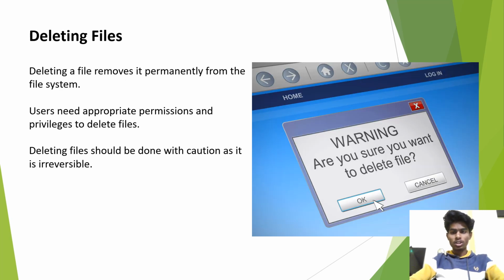Now we are discussing deleting files. Deleting a file removes it permanently from the file system. Users need appropriate permissions and privileges to delete files. Deleting files should be done with caution as it is irreversible. If we don't want a file, we can delete it, which means it is removed permanently from the laptop. Here we can see in the figure: are you sure you want to delete the file? OK or cancel. If we want to delete, we press OK.